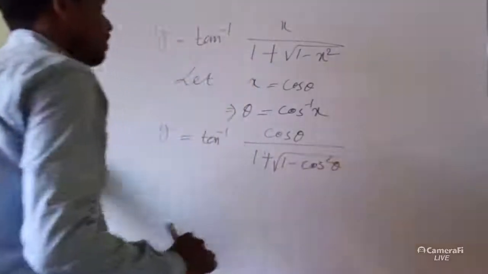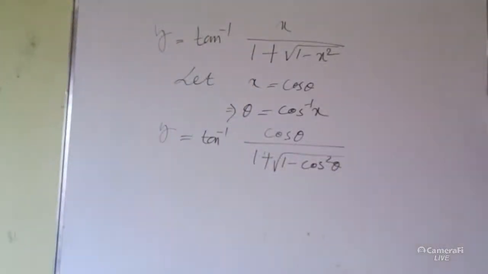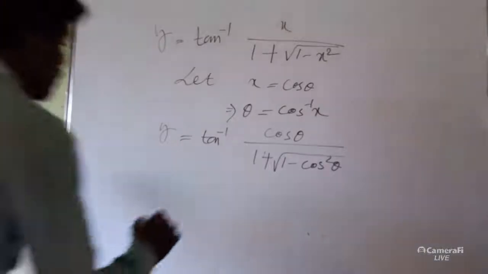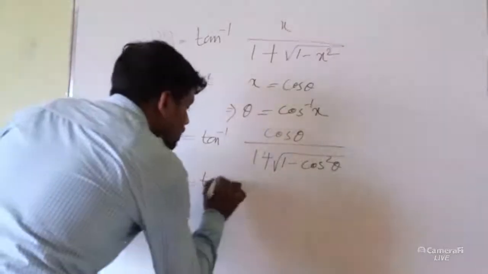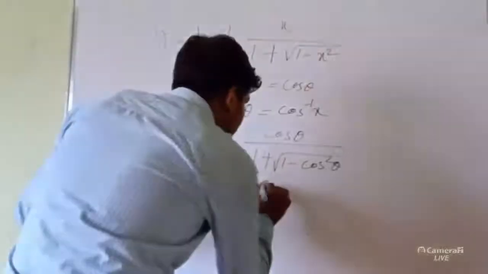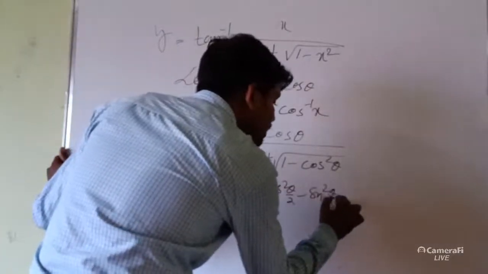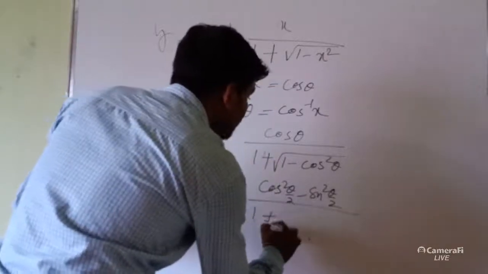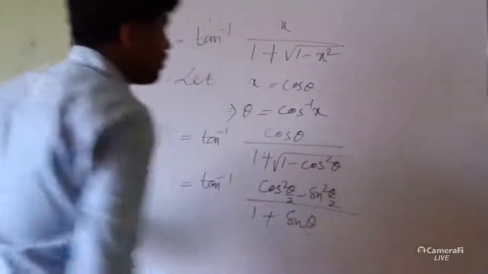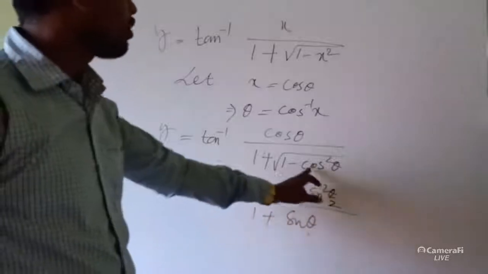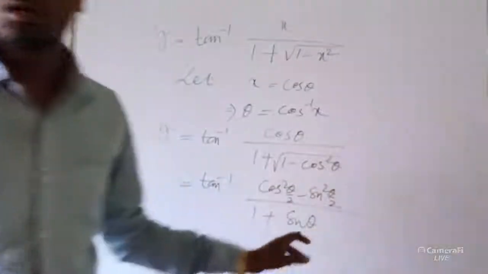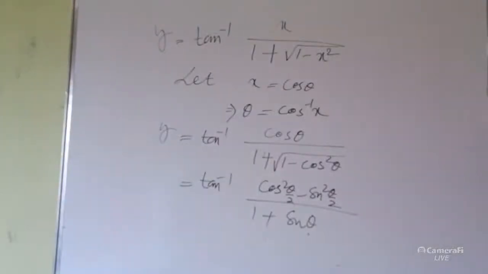Now tan inverse is here, then this cos theta can be written as cos square theta by 2 minus sin square theta by 2, divided by 1 plus sin theta, because root over 1 minus cos square theta equals sin theta. Any doubt?